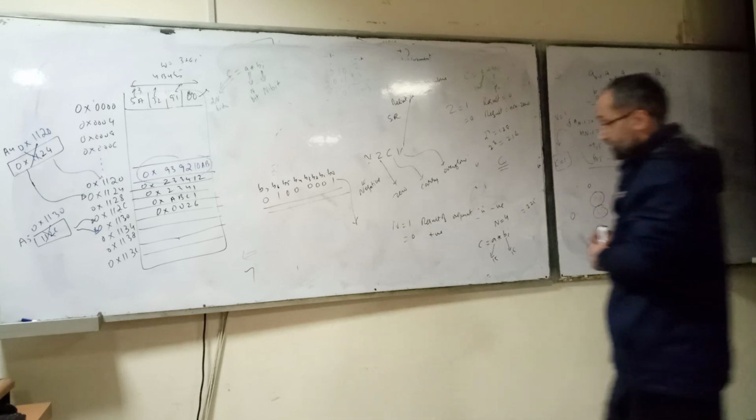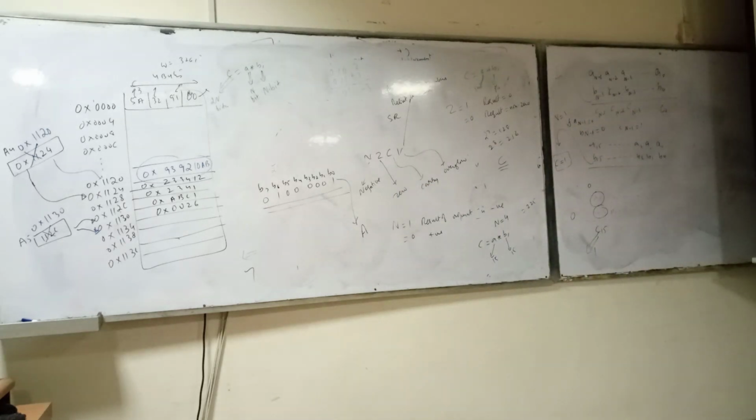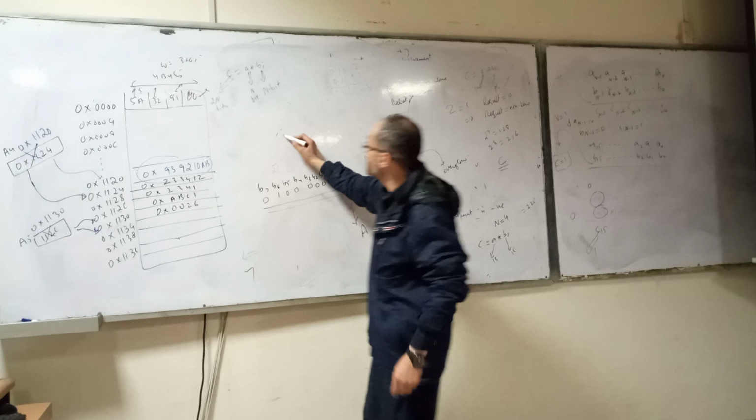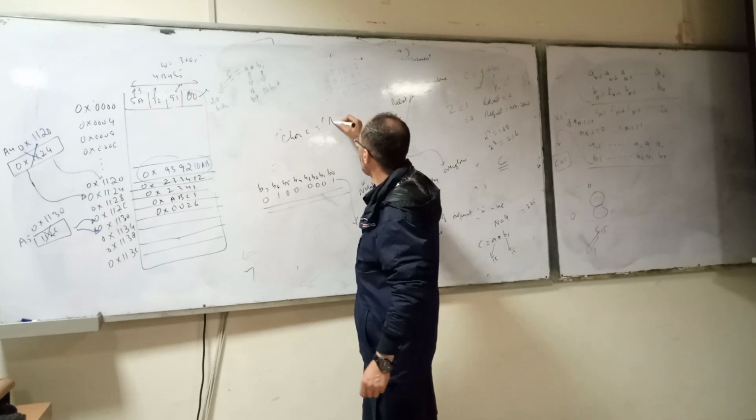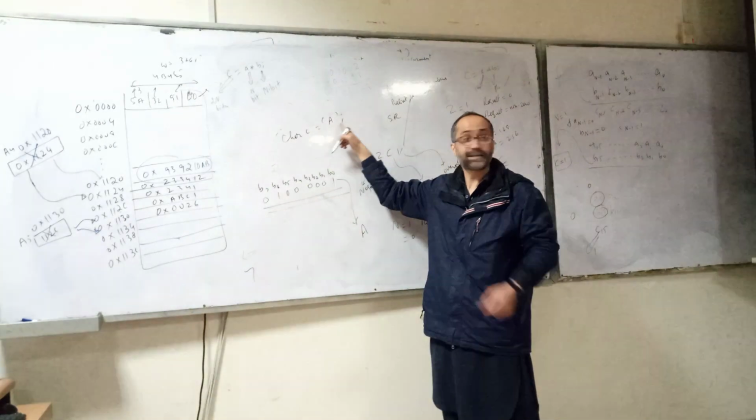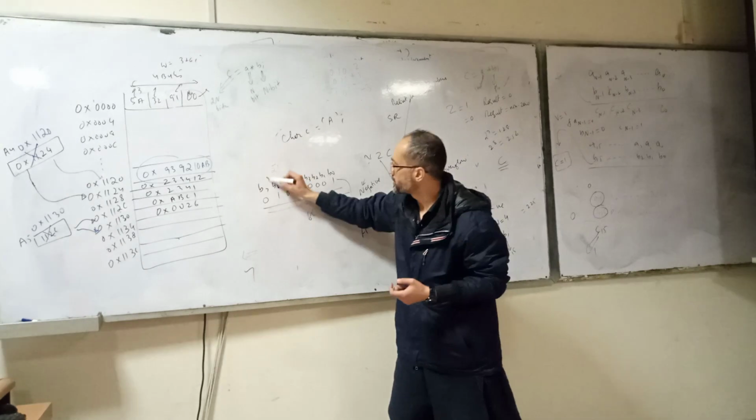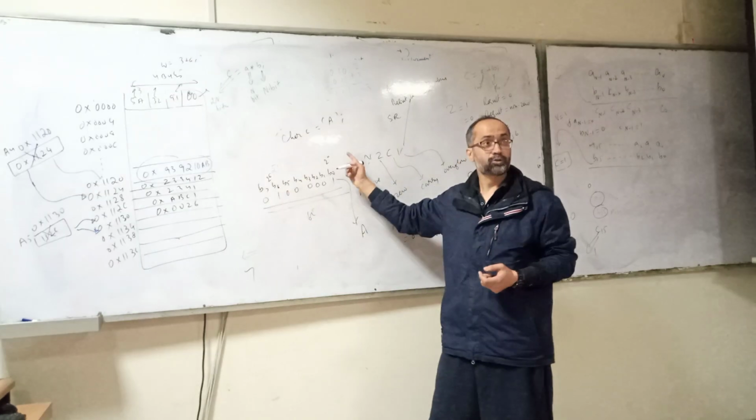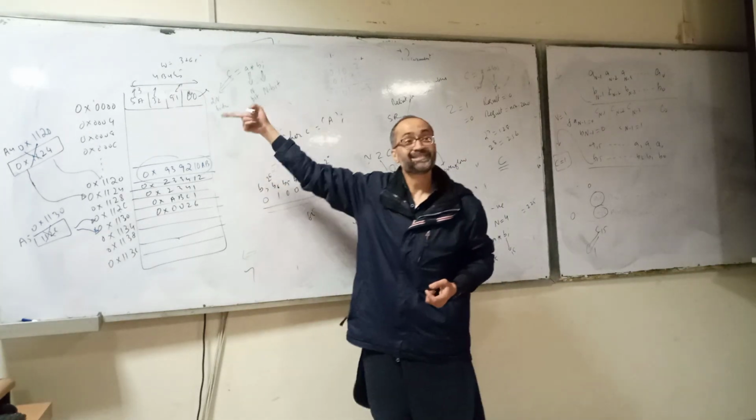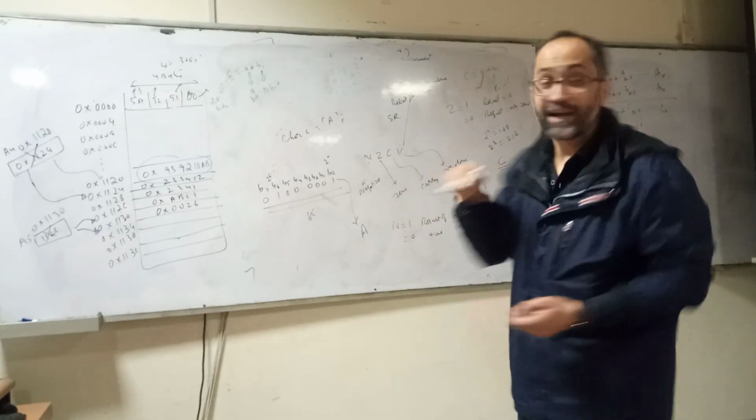Maybe I say it is A. How? According to the ASCII value. Now if I define character C is equal to A, now I have defined character C as an A, and the ASCII value of A is 65. Then I have 2 to the power 6 is 64, plus 2 to the power 0 is 1. If you add 64 plus 1, it is 65, and 65 is actually the ASCII code. So it depends on the data representation.